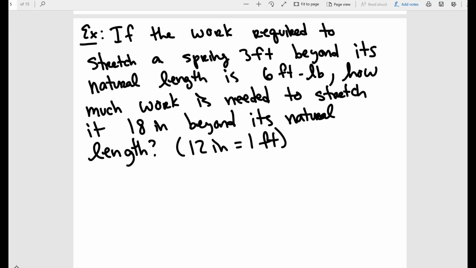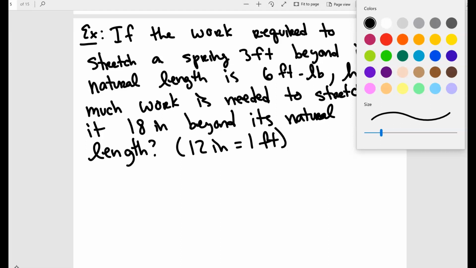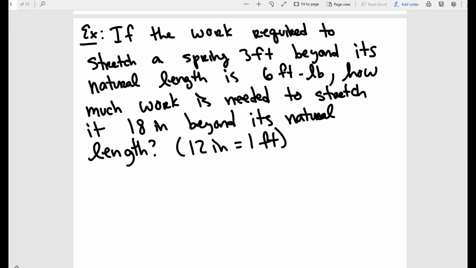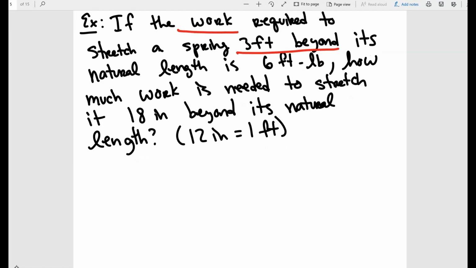So this problem's a little bit different than the previous problem. This time they didn't give us the force. They gave us the work required to stretch a spring 3 feet beyond its natural length. Notice that the natural length is not given to us. So I don't even know what the natural length is, and actually, we don't really care about it. So what do we know?